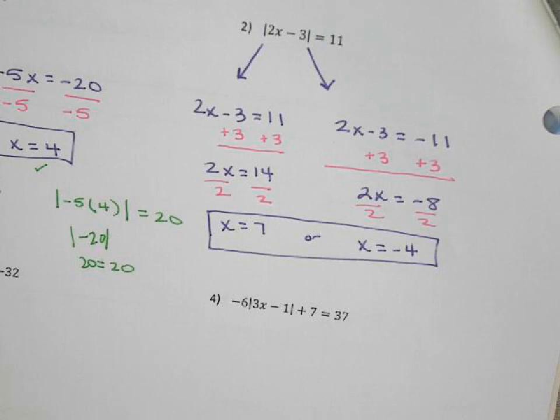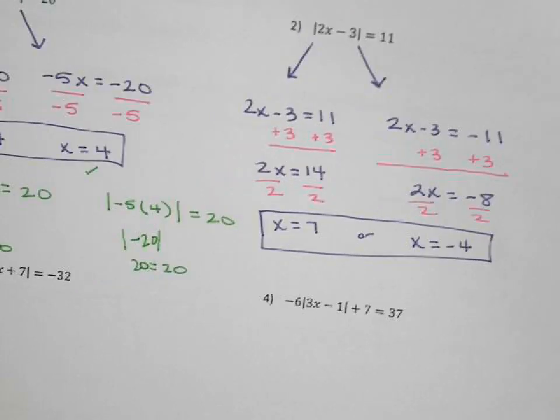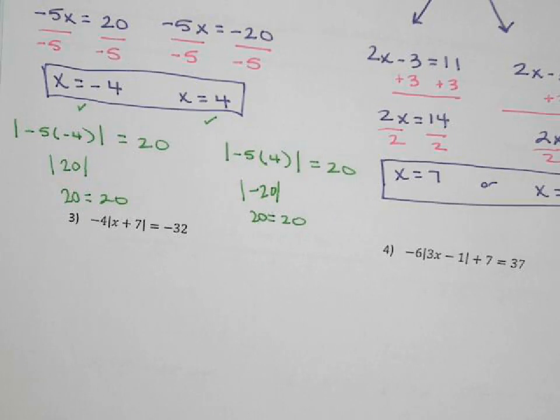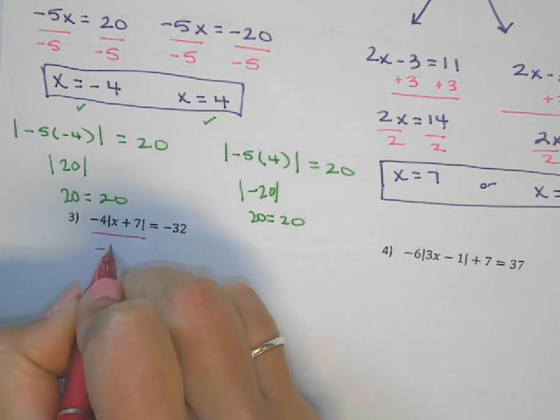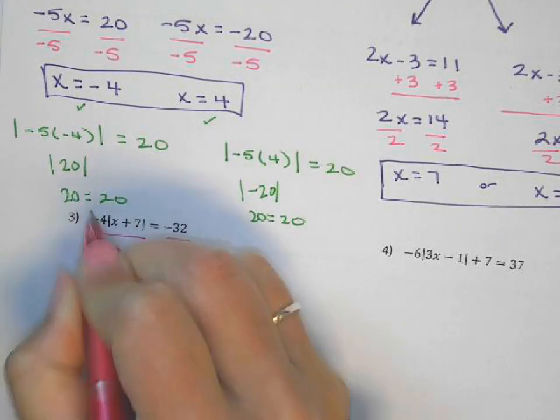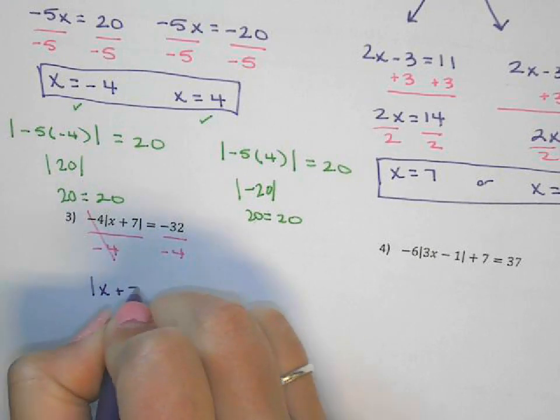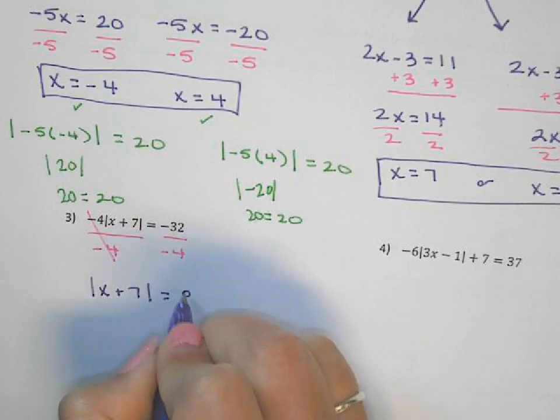Okay. Now the next one, the absolute value bars are not alone. So we actually have a step to do before we can even go to breaking it into the 2 scenarios. What's happening on the outside of those absolute value bars? It's multiplying by negative 4. So how do we undo multiplying? Division. So we're going to divide by negative 4 on both sides. The negative 4's cancel. I'm left with the absolute value bars is equal to positive 8.